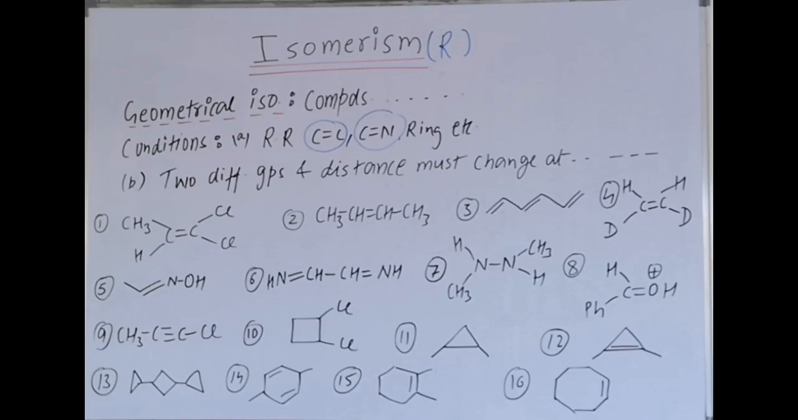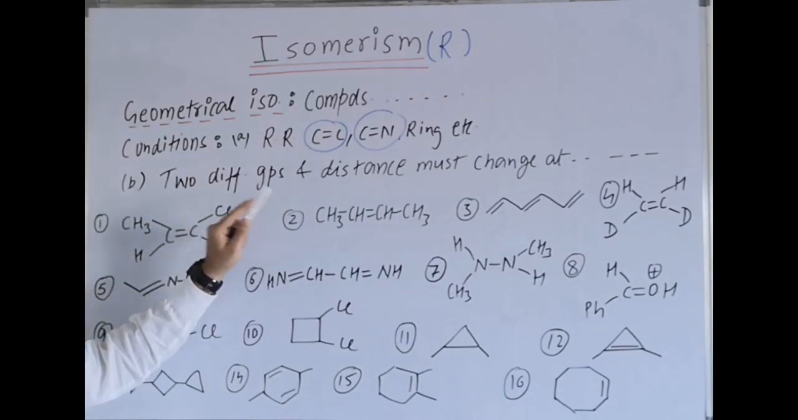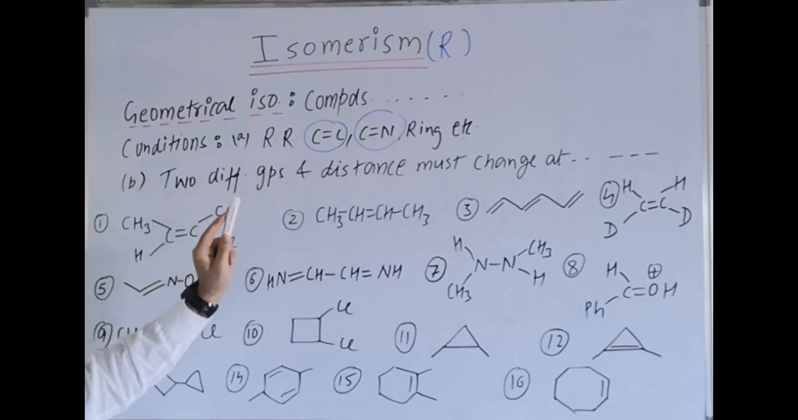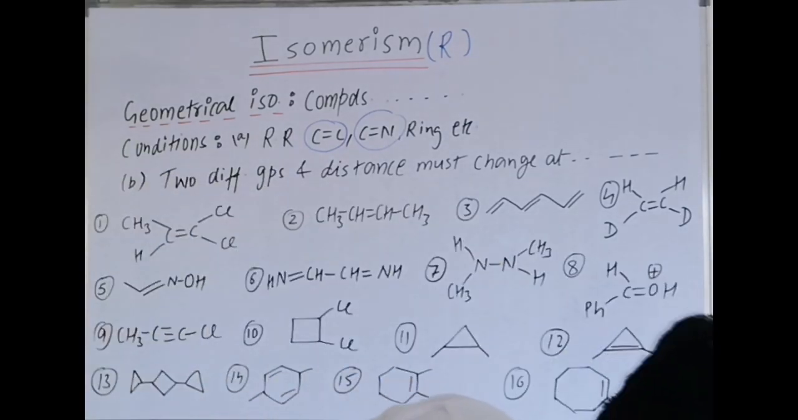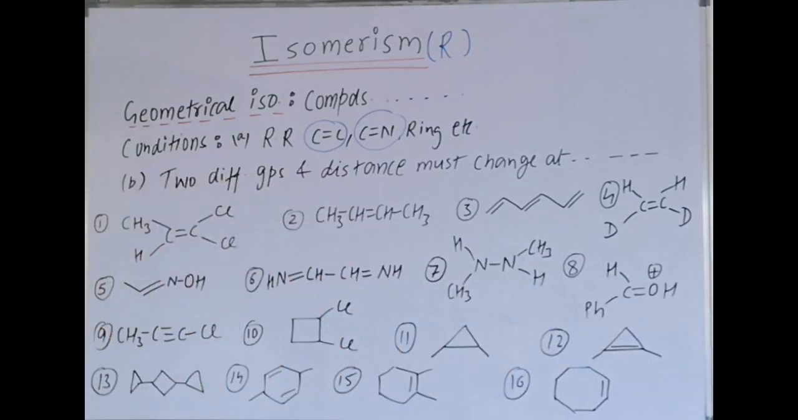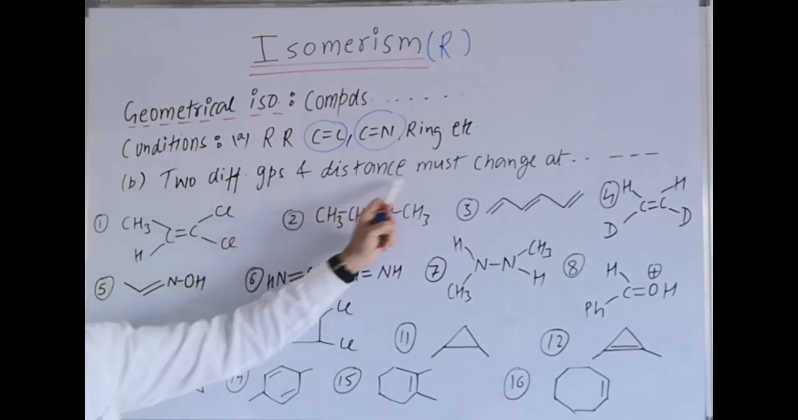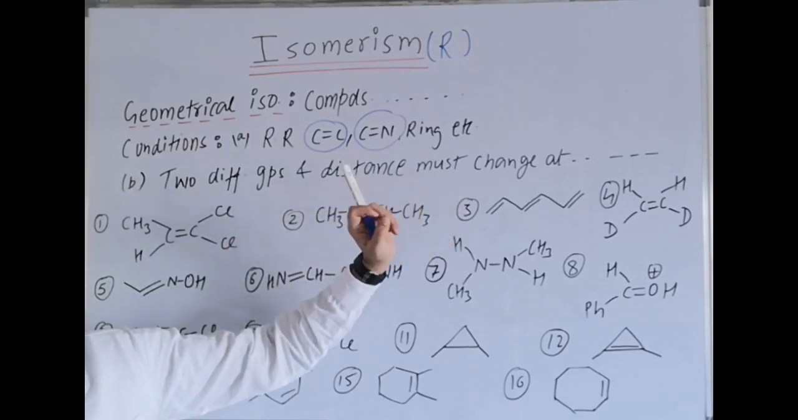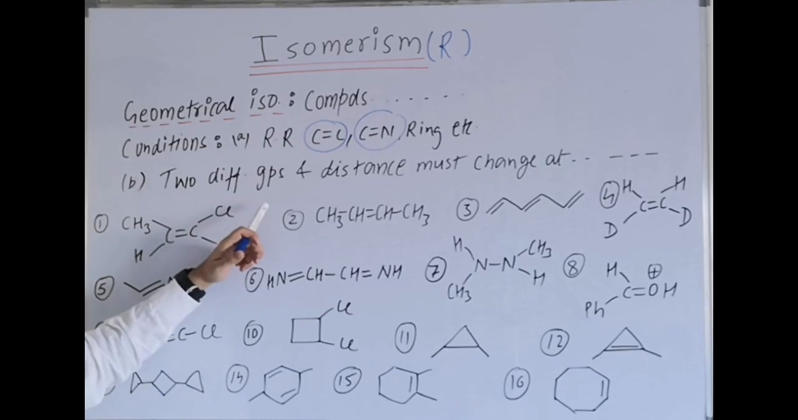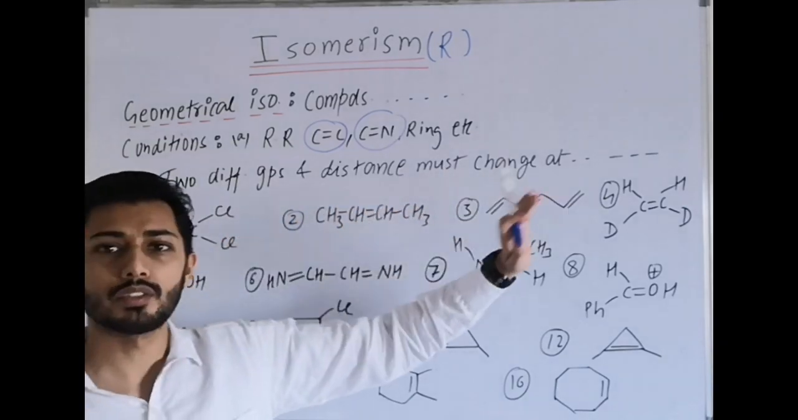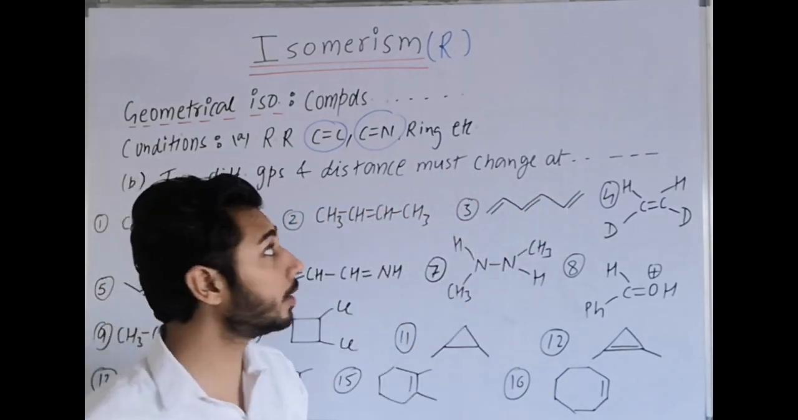Then the next condition is that the two groups at each end of the restricted bond must be different, and the distance between these groups must change. So the point is, two different groups, and their distance must change at each end of the restricted bond.